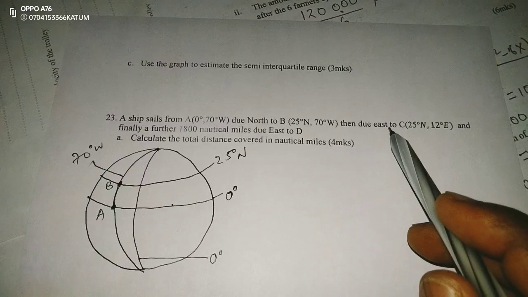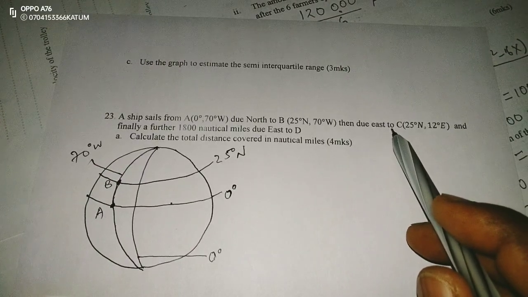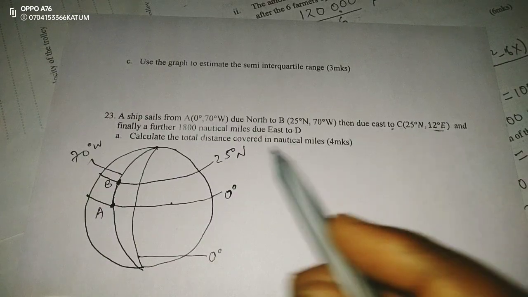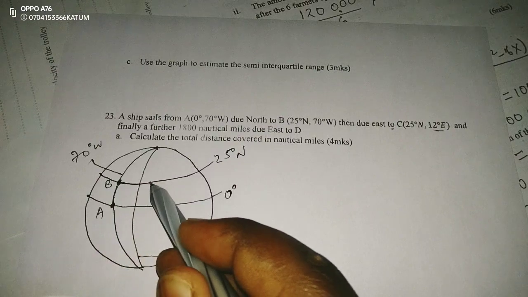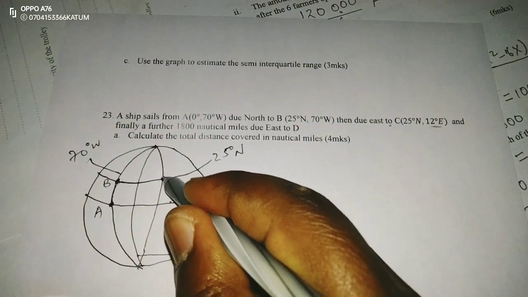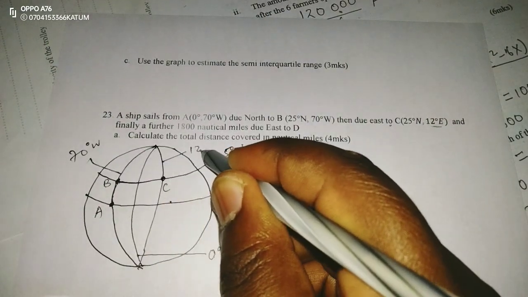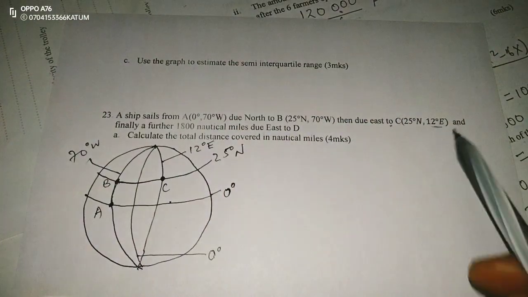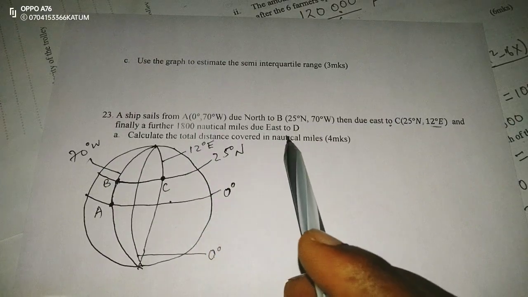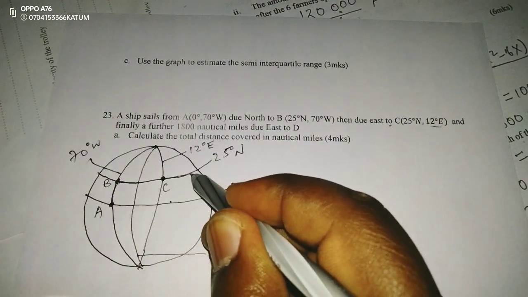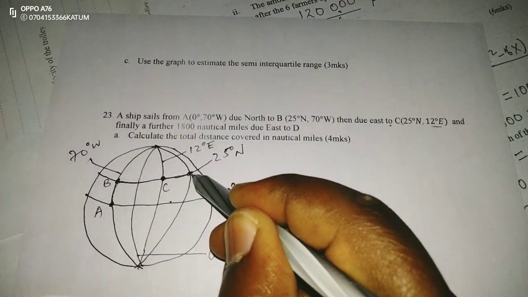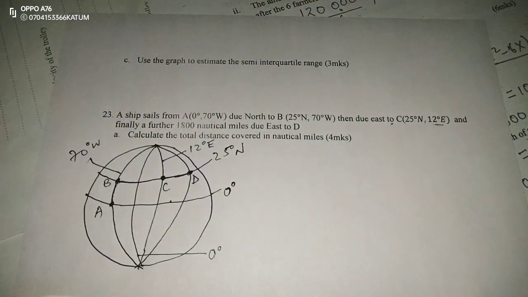Then we are told that due east, from B, until it is 12 degrees in the east. So along this latitude until 12 degrees east. This becomes our C. Finally, a further 1,800 nautical miles due east to D. So it continues moving until it is at a point D, whose position is not known.